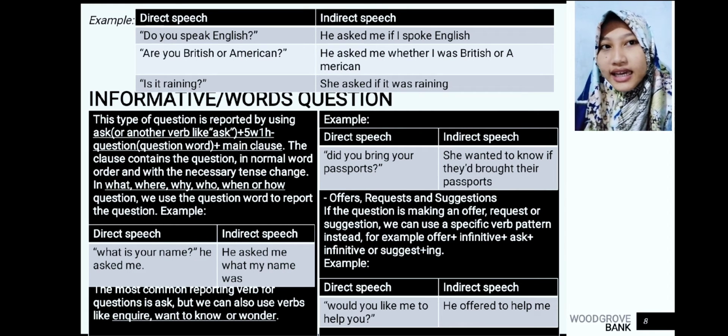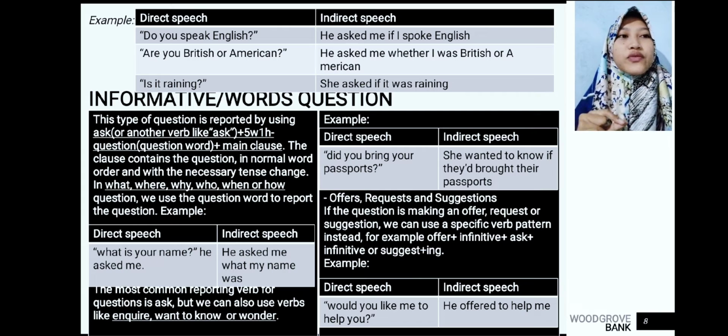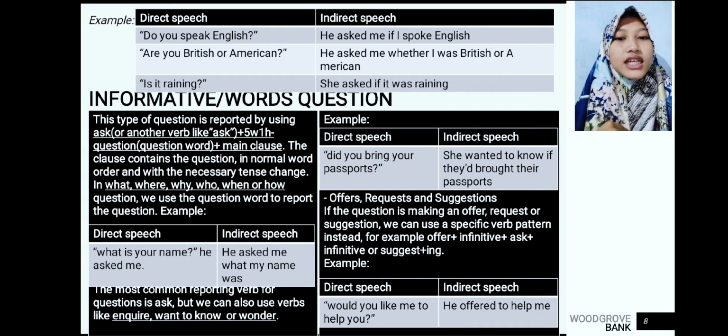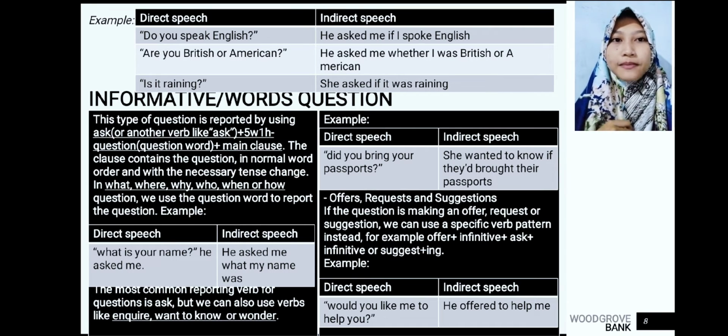Another example again: "Is it raining?" This is direct speech. Then: "She asked if it was raining." This is indirect speech. Next material is the informative or wh-word question.